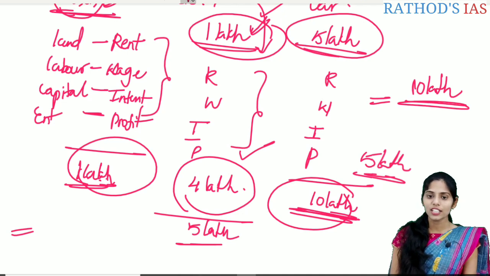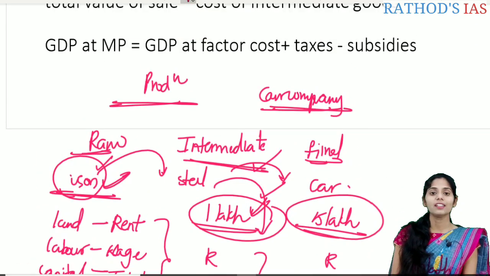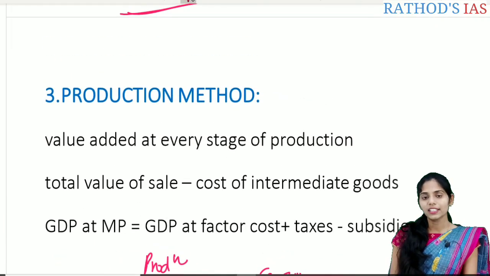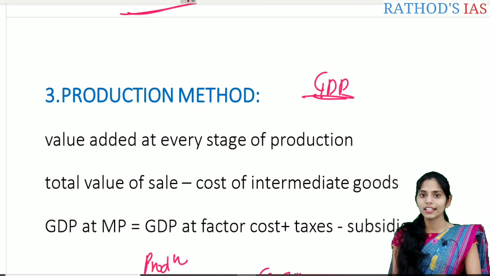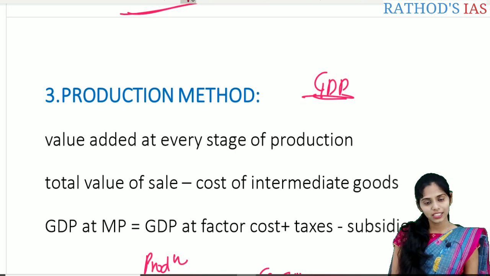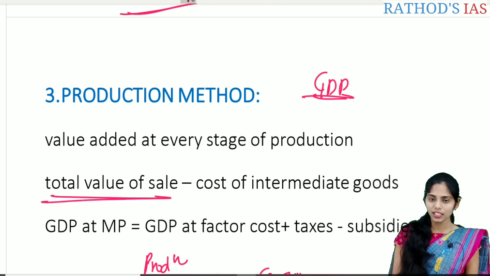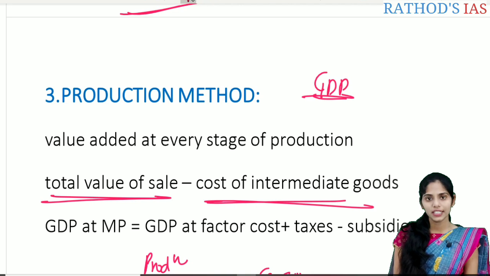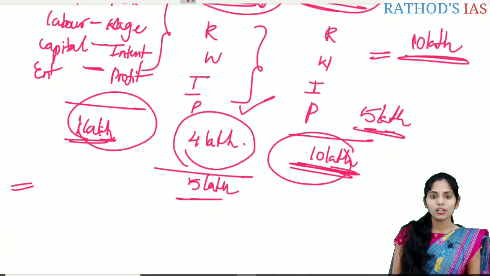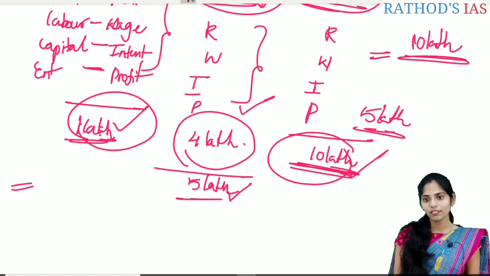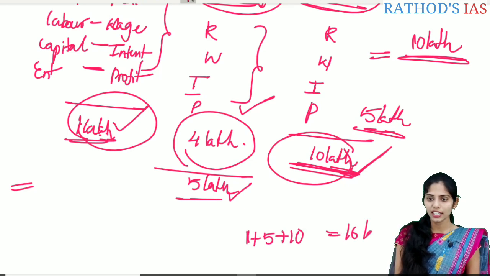And if you see, there is also another formula to calculate the GDP through this production method. We can calculate the GDP through this production method by using another formula. The formula here is total value of sale minus the cost of intermediate goods. So let us try this formula as well. Here the total value is 1 lakh, here the total value is 5 lakh, and here the total value is 10 lakh. That means if you add 1 plus 5 plus 10 lakh, it will be 16 lakhs.